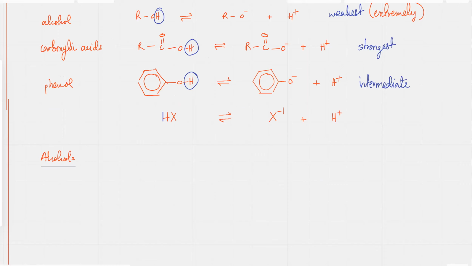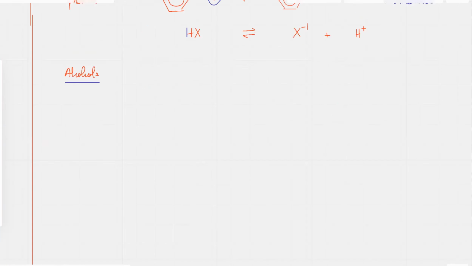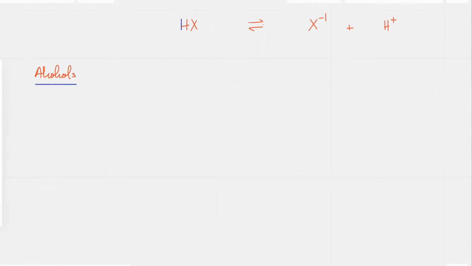Okay, so why are alcohols such bad acids? Now, here's an alcohol. You've got CH3, CH2, CH2, and let's say there's an OH. Now, this alcohol is going to ionize. It would produce a negative ion, CH3, CH2, CH2, O minus one, and an H plus one ion would be produced.